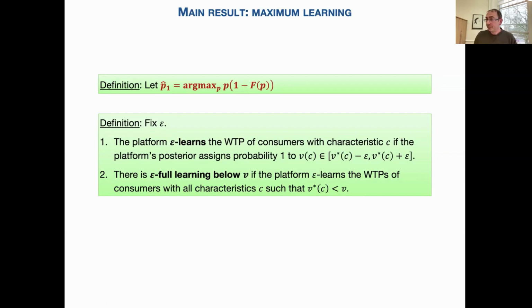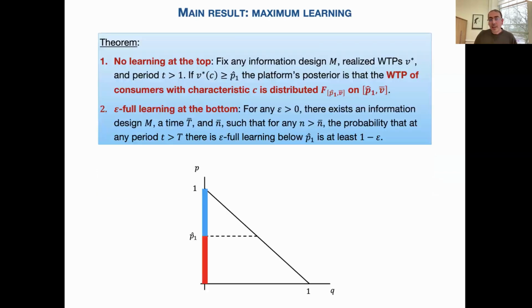So if I epsilon-learn about characteristic C, it means that my posterior places probability 1 on the value being very close to the true value. And there is epsilon full learning below V if I epsilon-learn about all the consumers that have a willingness to pay below V. Is the definition clear? Good. So now I'm going to give you the main result.